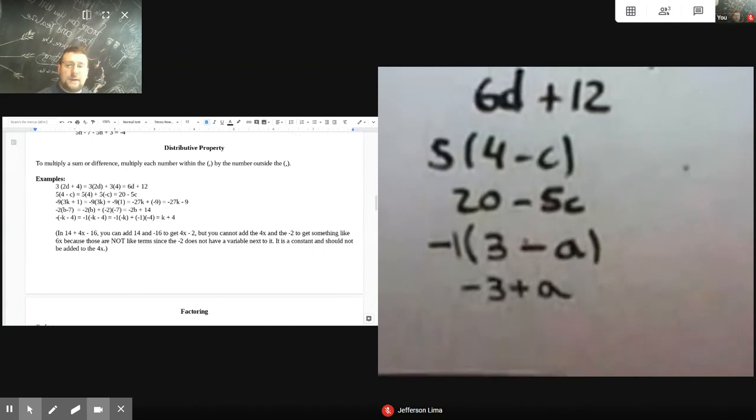Distributive property is basically multiplying the number outside by both the numbers inside and then adding the results together and creating a mathematical expression in a different format. It's also called expanding.